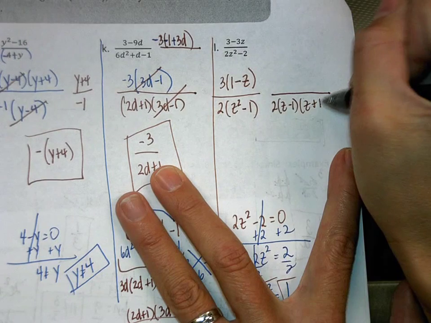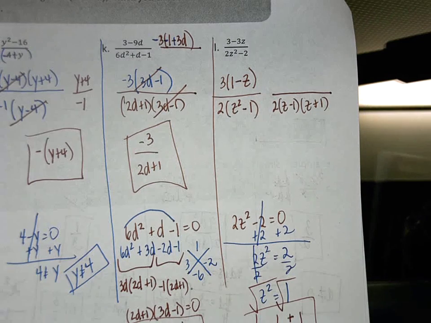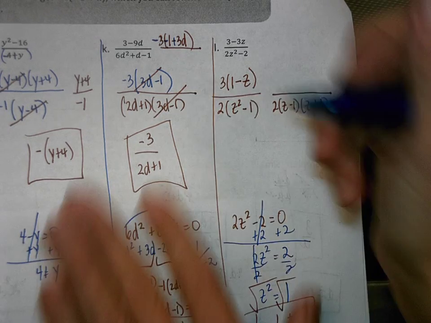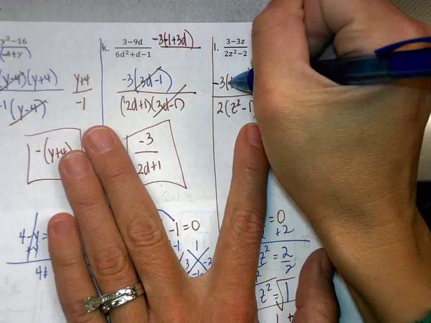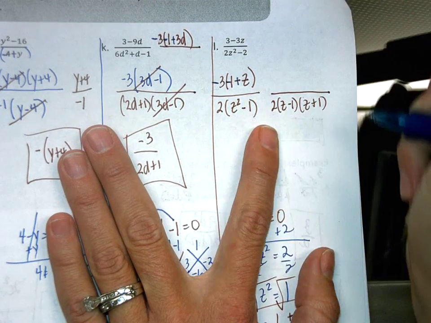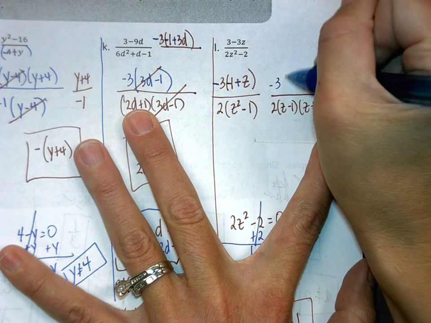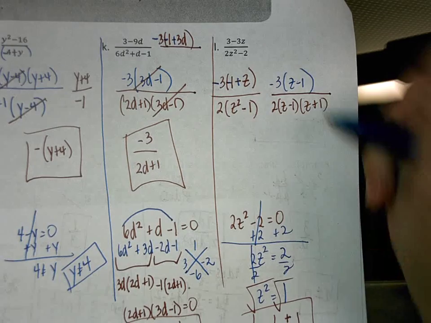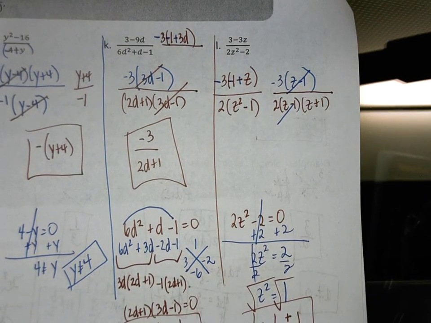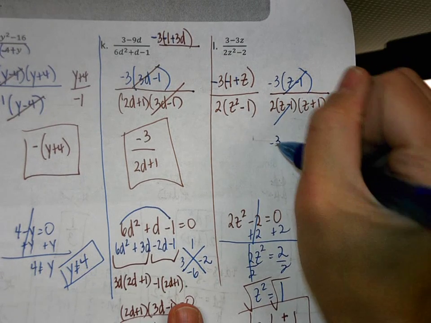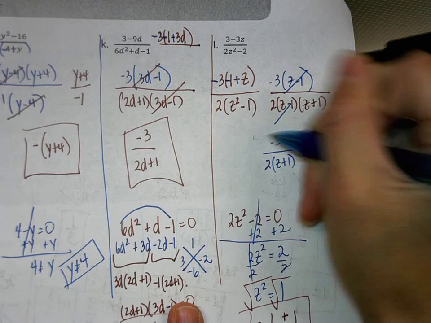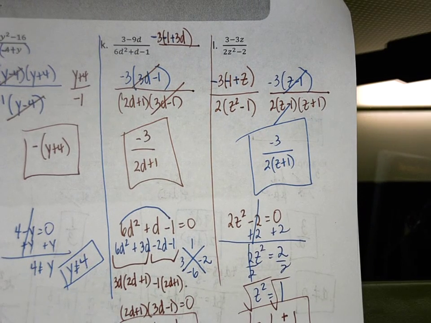Now, what would I need to do on the top to make it so they can cancel? Good. Take out a negative, and that would make the 1 negative and a positive z. So when I rewrite that, I have negative 3 times z minus 1. The z minus 1's cancel, and so we're left with negative 3 over 2 parentheses z plus 1. Any questions?